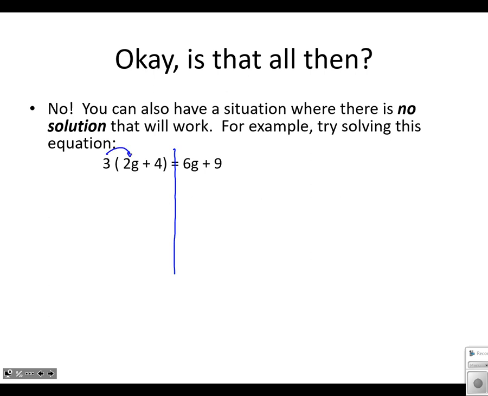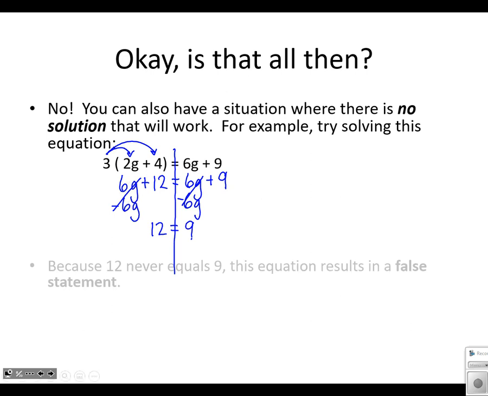3 times 2g is 6g, and 3 times 4 is positive 12, and we have 6g plus 9 over here. Now, I got 6g, and I'm going to subtract 6g from both sides to get rid of this variable term, but look, it gets rid of that one too. And I'm left with 12 equals 9. And 12 is never going to equal 9. So this equation does not have a solution. It results in a false statement because 12 does not equal 9.